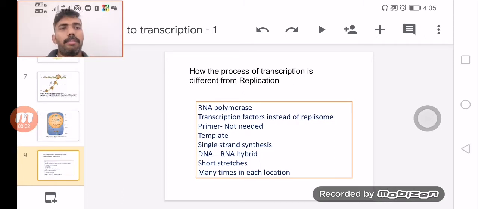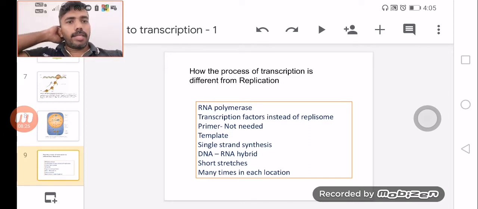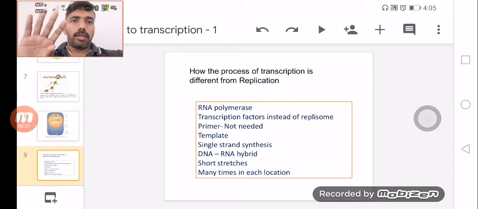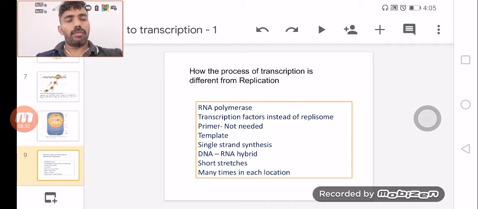And now we have another comparison of transcription with a similar reaction called replication. So in both replication and transcription we are using a polymerase enzyme, but the enzyme used here is slightly different. It is an RNA polymerase here and a DNA polymerase there. But the similarity is that both enzymes do the same reaction. That means both of them catalyze the addition of a nucleotide to a 3' OH.